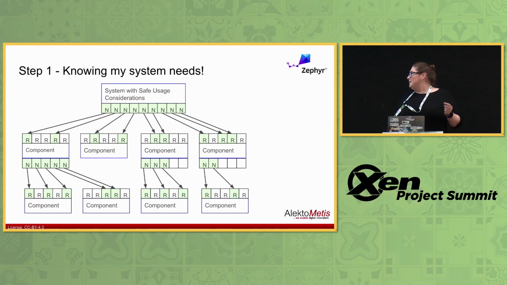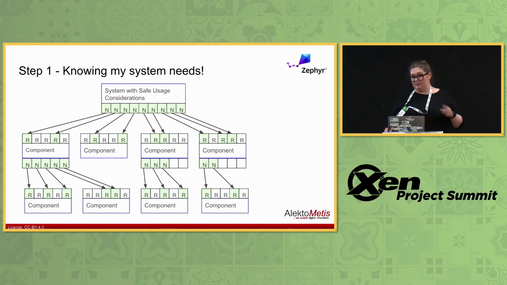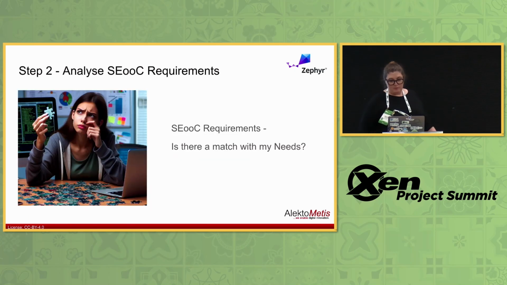Really, you or your customers as a system provider have safe usage considerations, they have user needs, and there are different safety components that might fulfill them. These little R's are for requirements. The requirements are important because that's where you can match your needs with the requirements and see if the element fulfills what you need.